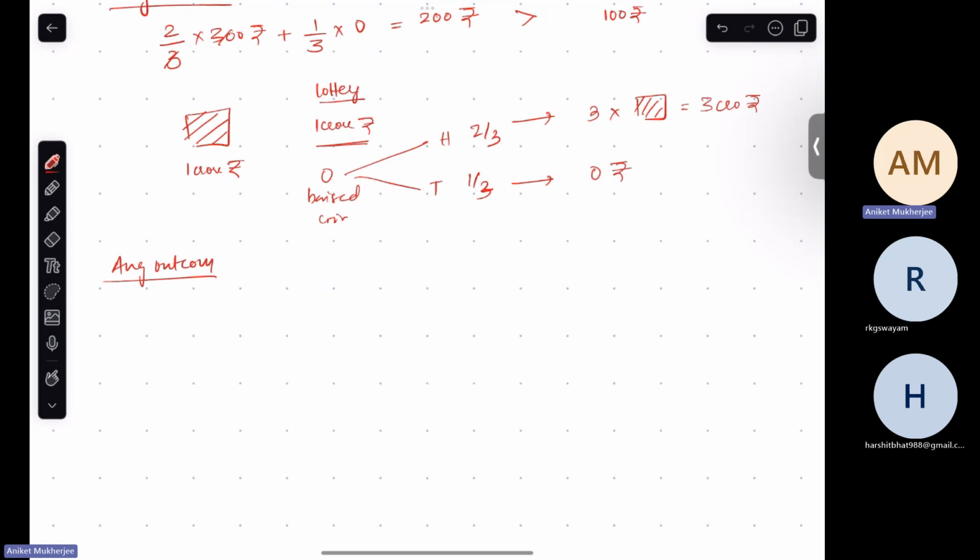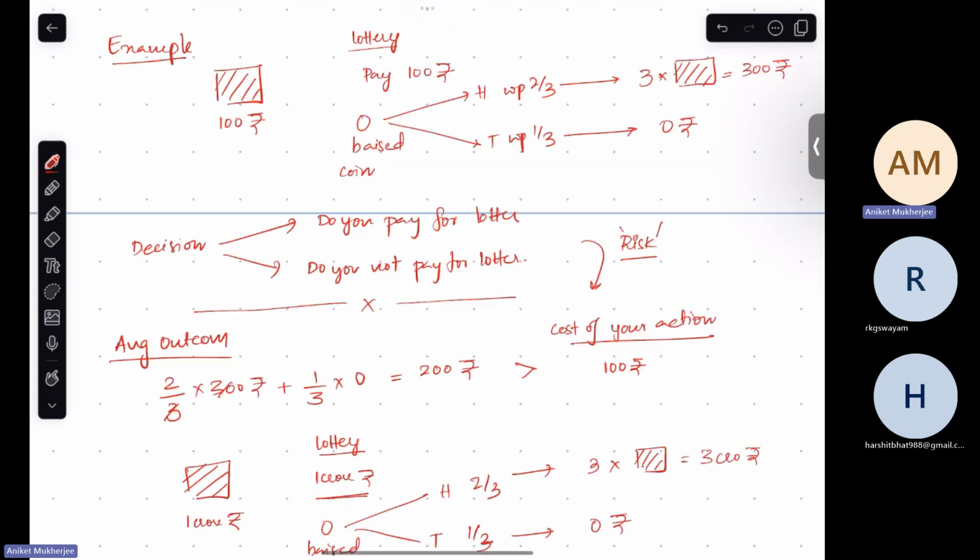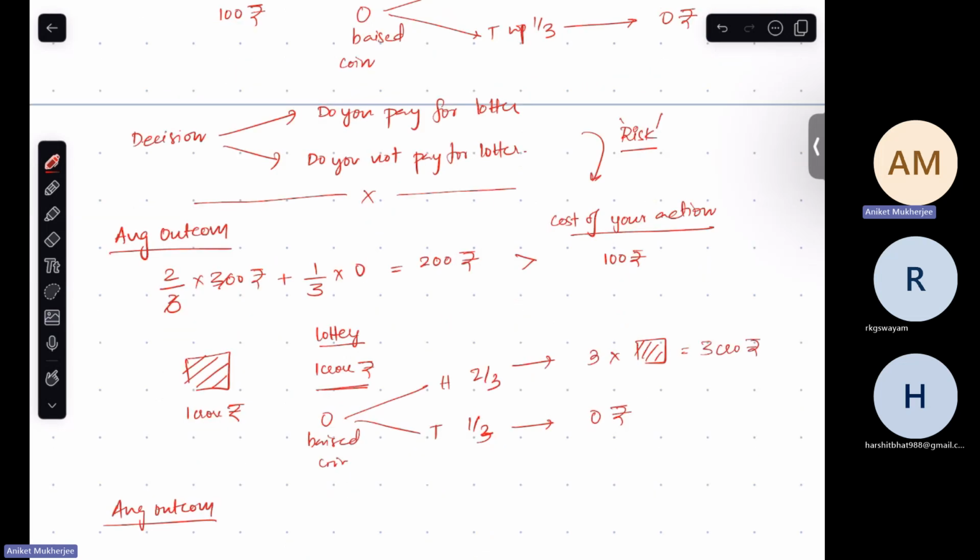But then you need to come up with a logic saying, if I scale my problem, when should my decision change, and how should my decision change? So here you have seen that in the first example, your decision was based on the average method. You pay for the lottery. When it went to 1 crore, you're like, no, I don't want to pay.